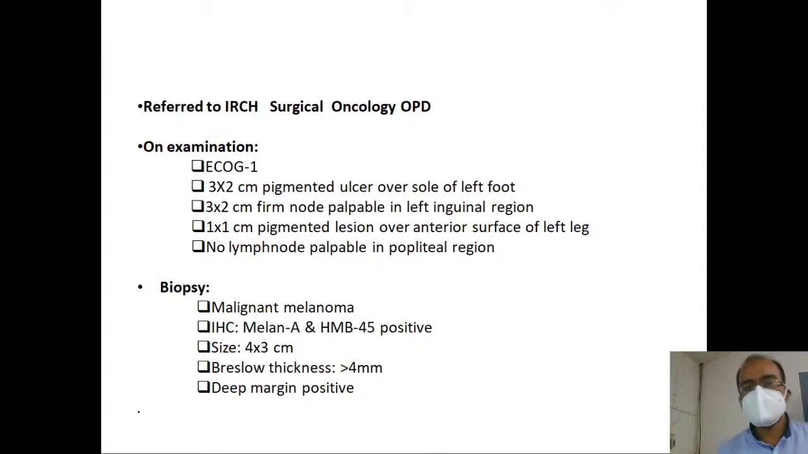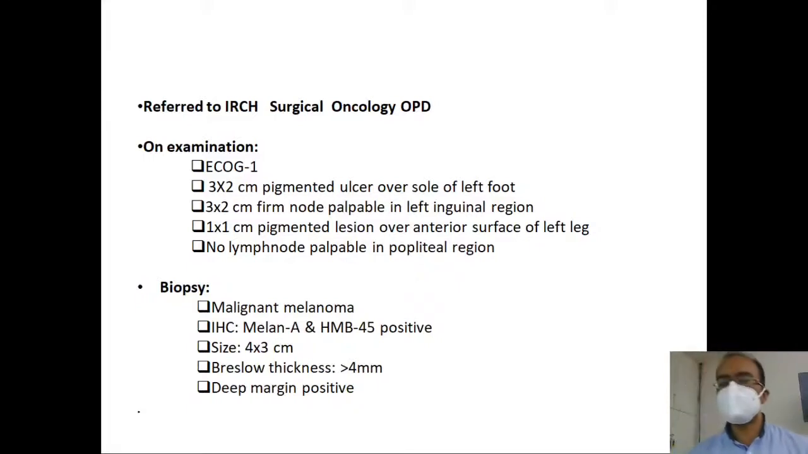On examination, his performance status was good. He had a 3 into 2 centimeter pigmented ulcer over the left sole of the foot with a 3 into 2 centimeter firm node, palpable in the left inguinal region, with a 1 into 1 centimeter pigmented lesion on the anterior aspect of the left leg. He did not have any lymph node in the popliteal region.